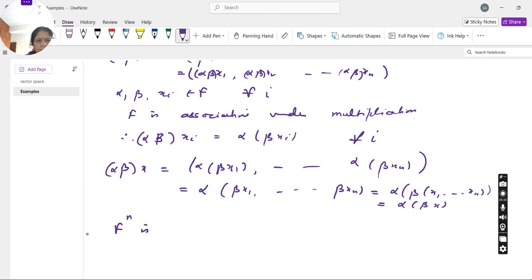Fn is associative. Here the field elements of F are associative. Now the n tuples of F are associative with scalars.